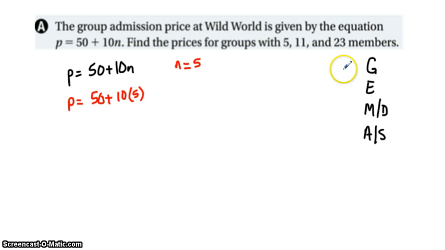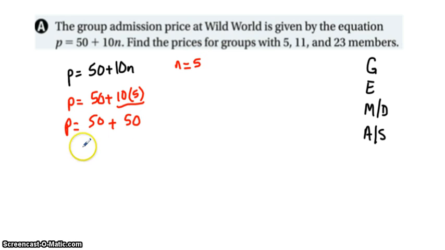Okay, now we don't have any grouping symbols, we don't have any exponents, but we do have multiplication and division. And that is multiplication, and we have it here. So we're going to underline that part, and that is the only part of the equation we are going to solve. Okay, so P equals 50 plus 10 times 5 is 50.